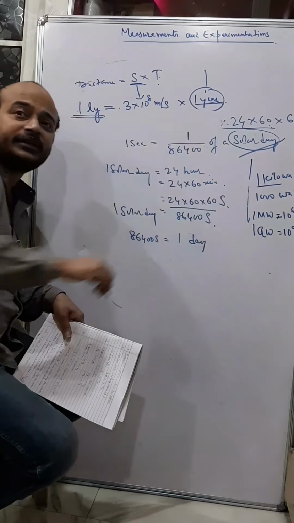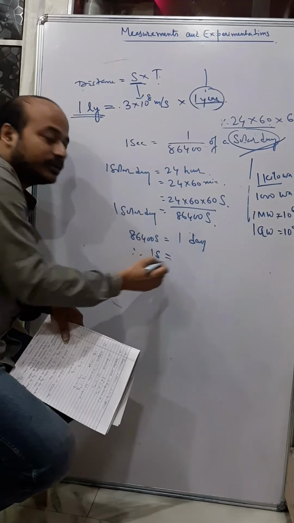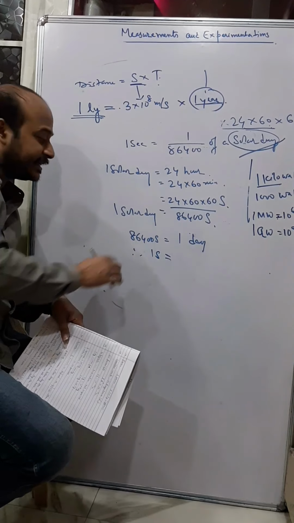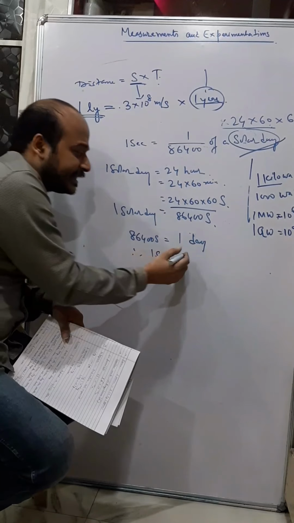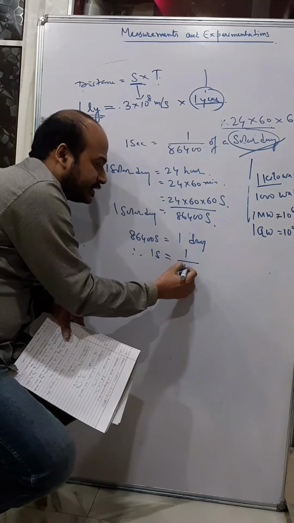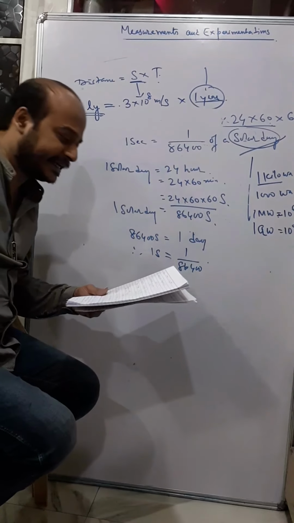So 86400 seconds is equal to 1 solar day. And therefore 1 second will be what? 1 second will be 1 by 86400 of a day. So that's the definition of second.